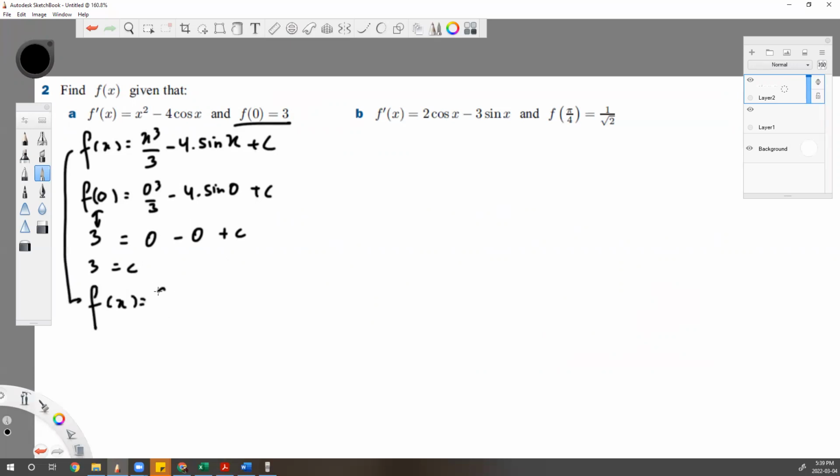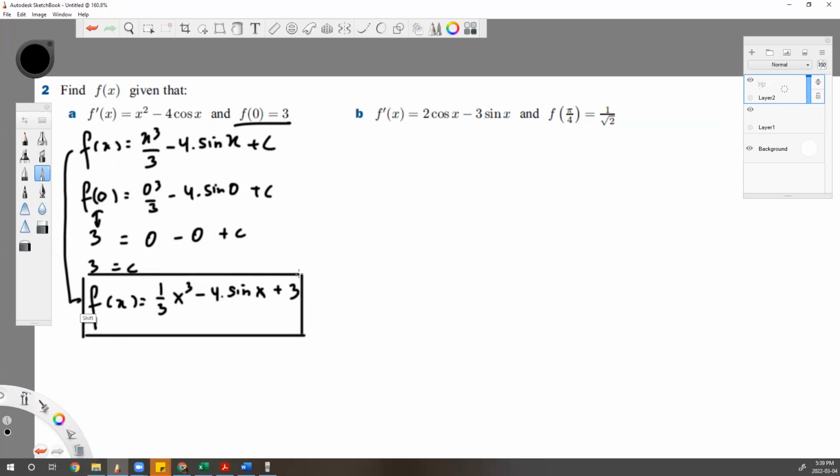So 3 equals C, we get the C back to its original. f(x) equals x cubed over 3, or make it more fancy, 1 over 3 x cubed minus 4 sine x plus 3. Done. B.